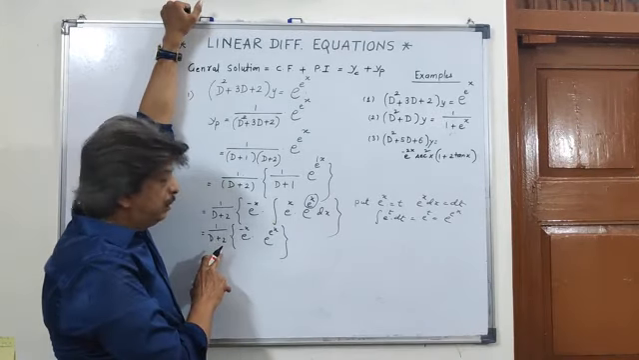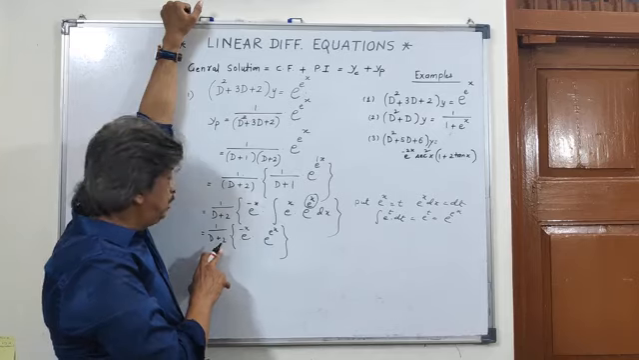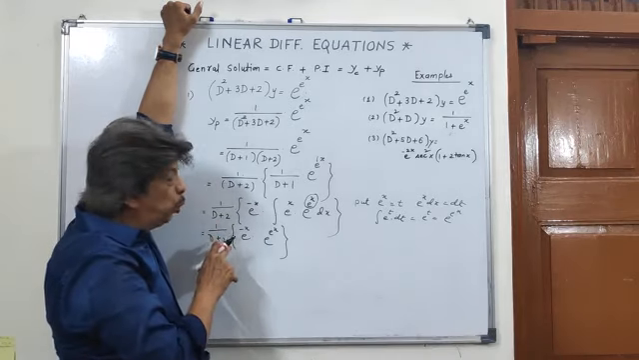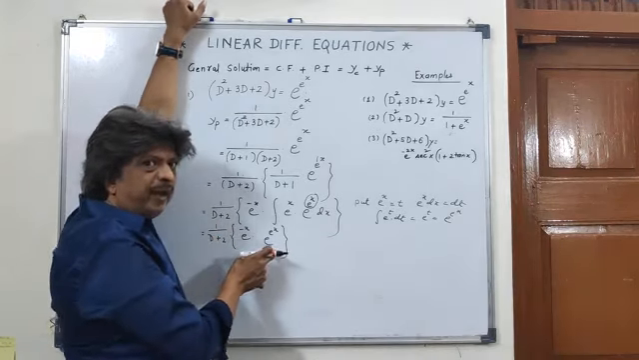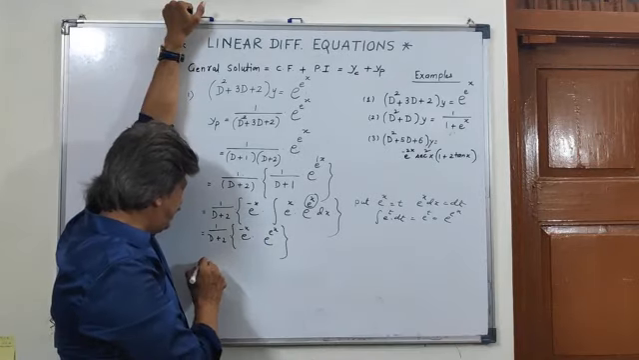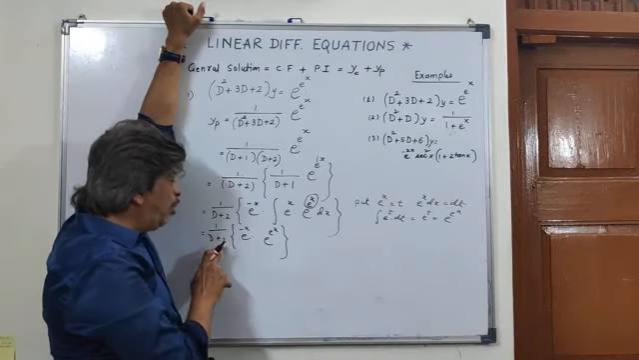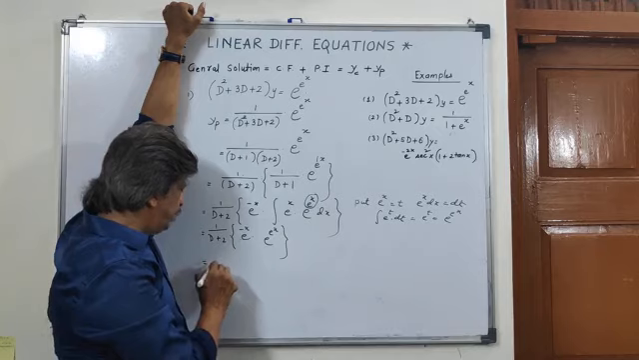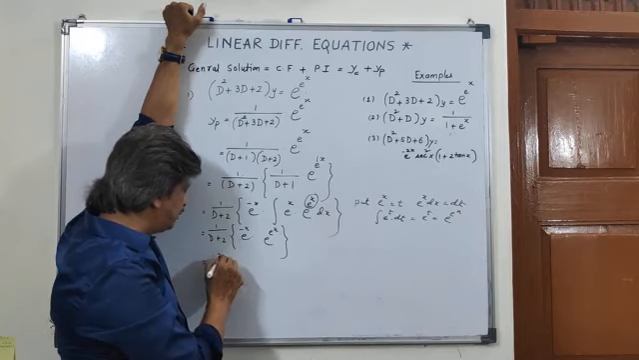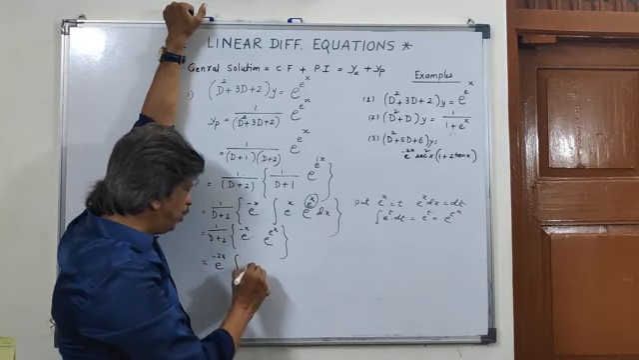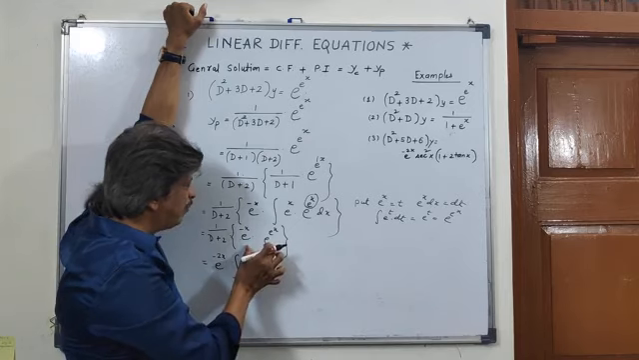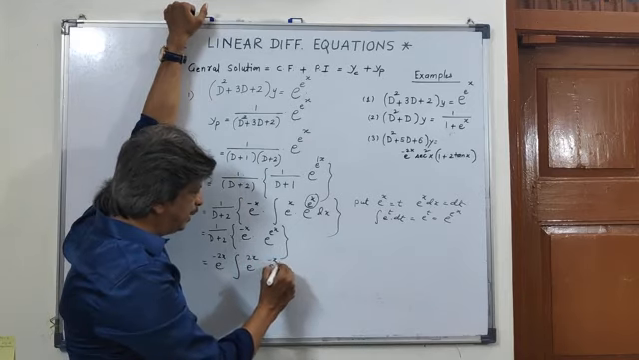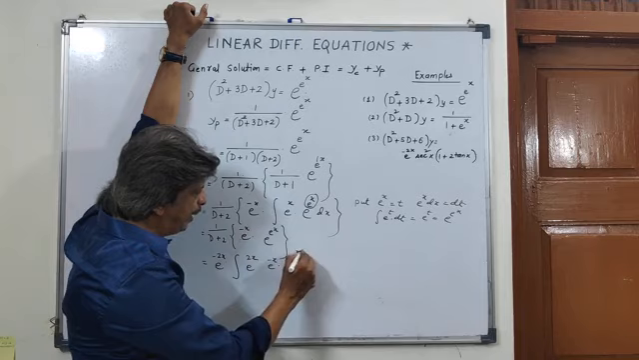Again, now I am employing 1 upon d plus 2 to this factor f of x. Again, it's the same formula, but here now m is equal to plus 2. So it is e to the power minus 2x into e to the power plus 2x into f of x. F of x is e to the power minus x into e to the power x.